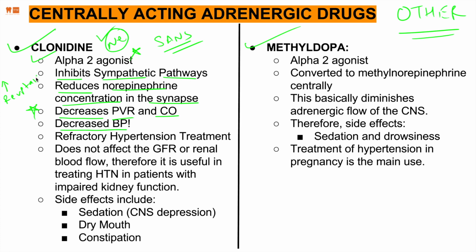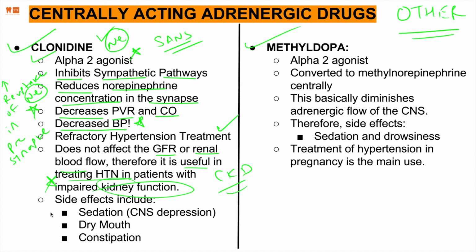In other words, it increases reuptake. Write this down, guys. It increases reuptake of norepinephrine in the presynapse. Therefore, norepinephrine cannot cross, and therefore an inhibition of the sympathetic pathway occurs, and blood pressure eventually reduces. Refractory hypertension can be treated with clonidine. It does not affect GFR or renal blood flow, therefore it's useful in the treatment of hypertension in patients with impaired kidney function, CKD patients.